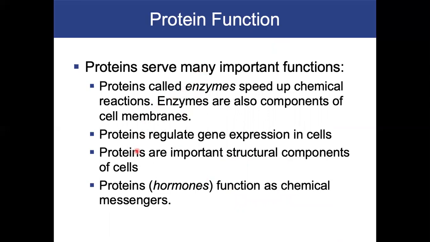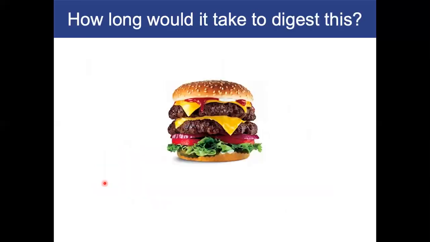Enzymes speed up chemical reactions. They regulate gene expression in cells. They're important structural components to cells, so they adhere cells to one another. And then they act as chemical messengers. An example would be hormones. Okay, so let's get into enzymes. How long would it take to digest this Carl's Jr. burger? Okay, or actually, how long would it take if you stuck it outside?